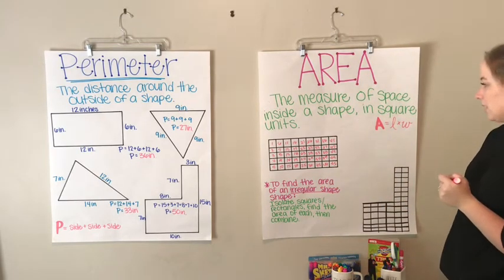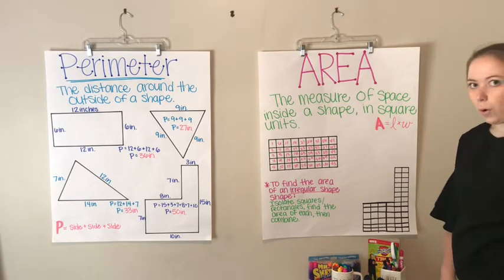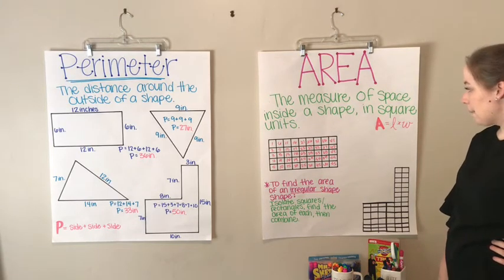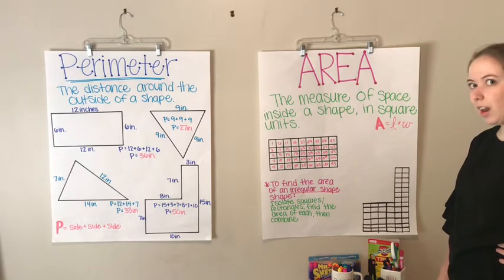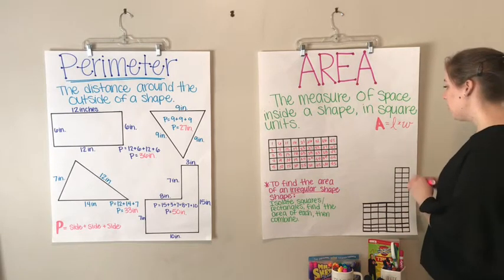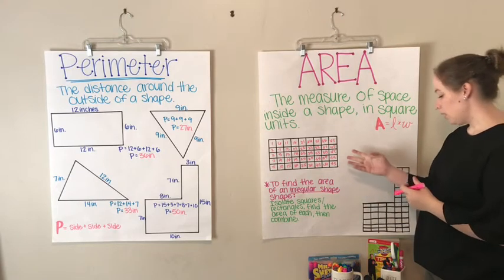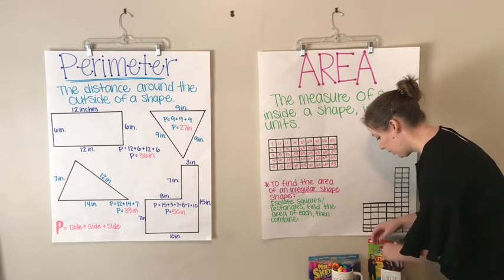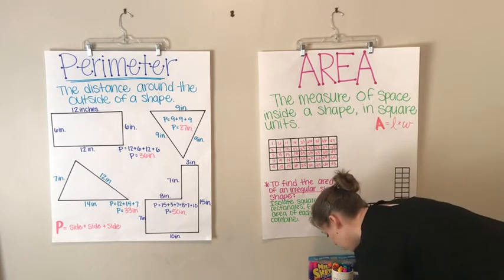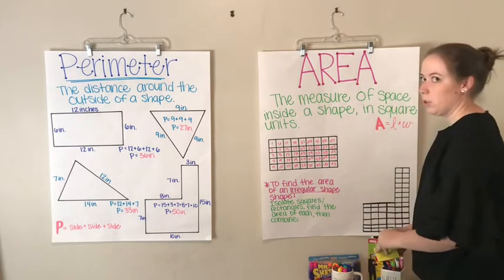Wow, oh my goodness. Whew, that was a lot of squares. So how many squares did we have in all? Yeah, we had 45. So then we would say that our answer would be 45 square units, right? I'm gonna write that on a post-it note because we're still gonna check our answer.